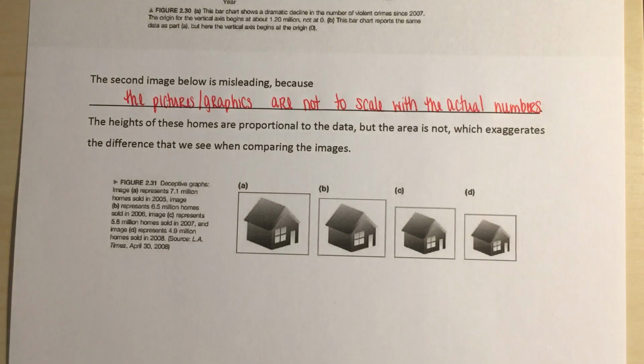So if we were to see this in a newspaper or something along those lines, if it was trying to make a case for something, the difference in these pictures again over-exaggerates the decrease. Just like the axis on our vertical axis in the first example also exaggerates that decrease.